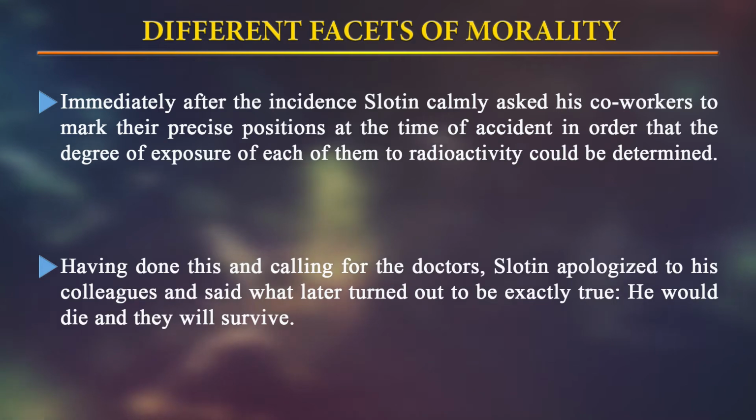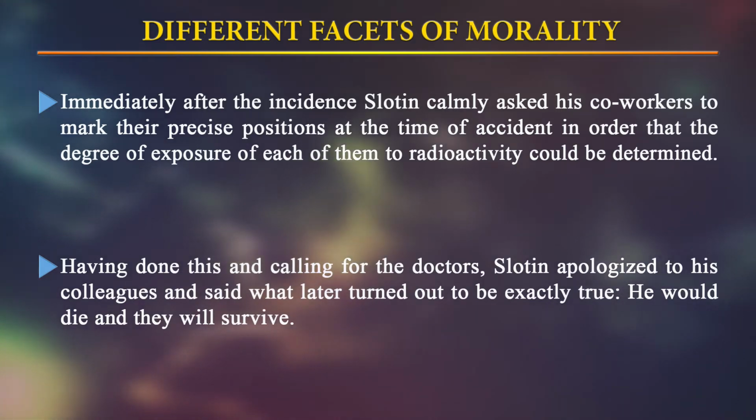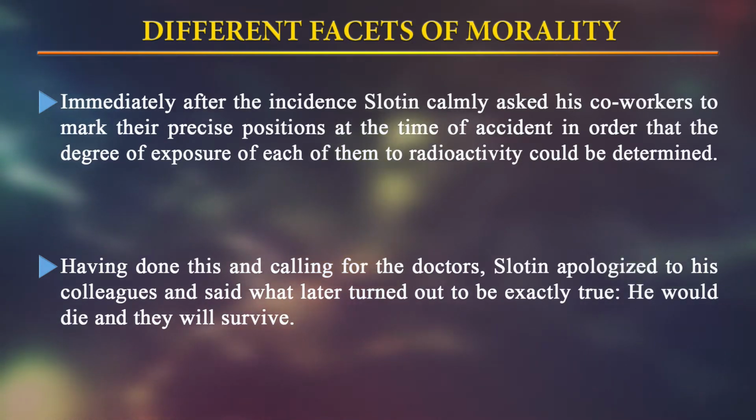Having done this and calling for the doctors, Slotin apologized to his colleagues and said what later turned out to be exactly true. He would die and they would survive. So this is what happened. He asked his co-workers where their precise positions were at the time of the accident, so that he would be able to make out the degree of exposure of each of them to radioactivity, and also called the doctors for treatment. Not only that, he apologized to his colleagues, and later on all his co-workers were saved, but he died because of being exposed to radioactivity.